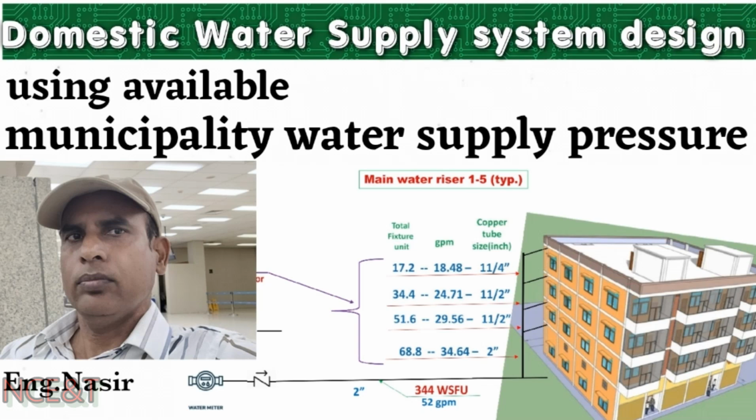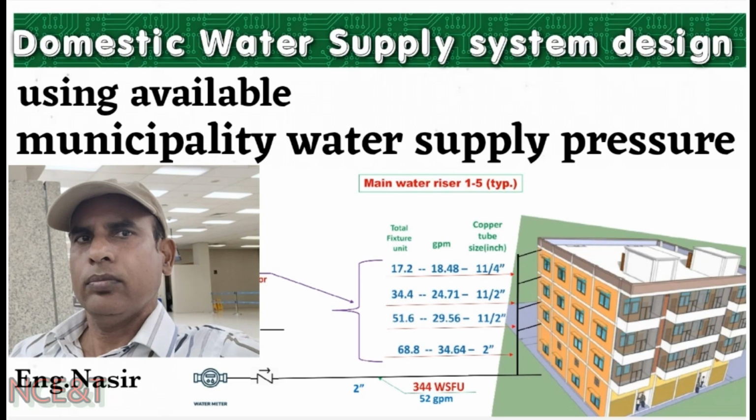Now we will study how to design a domestic water supply system using available municipality water supply pressure and without use of any transfer or pressure booster pump. We already studied how to design the water supply piping inside the building. I will provide the link in the description. Now we will study how to design the riser and main line.